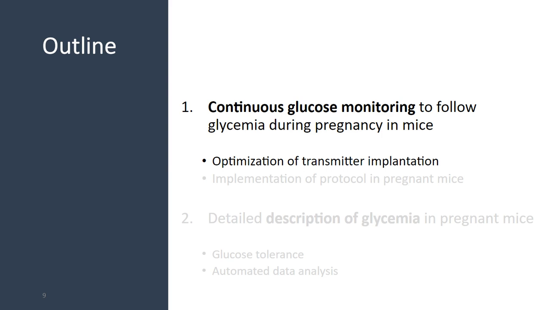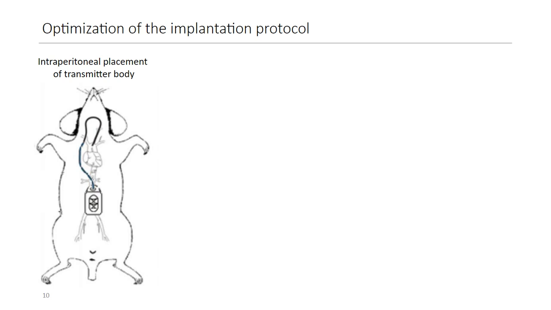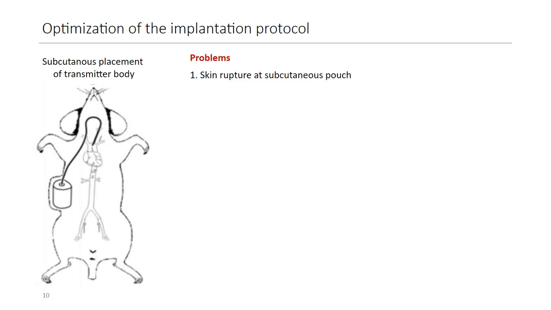So I will now talk to you about the optimization that we have performed of the transmitter implantation. Generally, the transmitter body is implanted intraperitoneally. However, because we decided to make the mice pregnant, we opt for inserting the transmitter body subcutaneously. Unfortunately, this came with problems: the skin at the subcutaneous pouch ruptured.